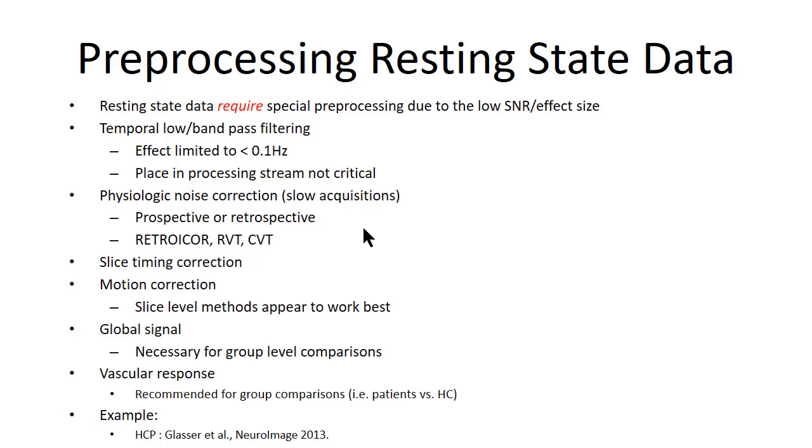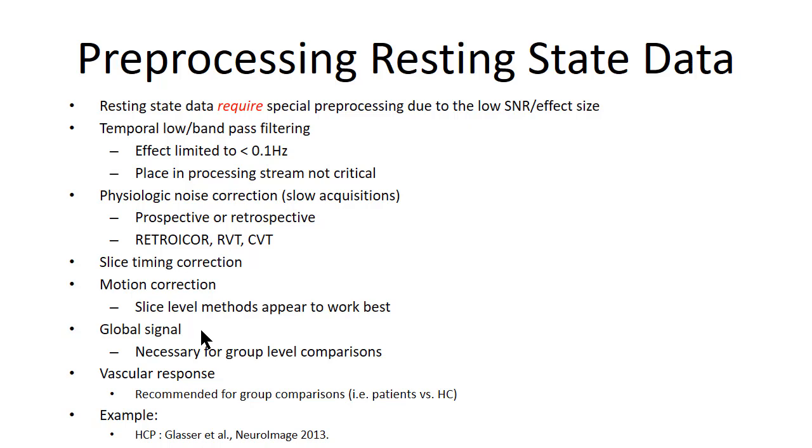And I should point out that the newer multiband techniques, which we're going to hear about later on in this session, allow much faster acquisitions that directly sample these and don't require these retrospective techniques. The 0.1 hertz digital filtering takes care of that. Slice timing correction in the low-pass filtered data is not critical, but out of principle, it's nice to do it. Motion correction, of course, is always a nice thing to do.